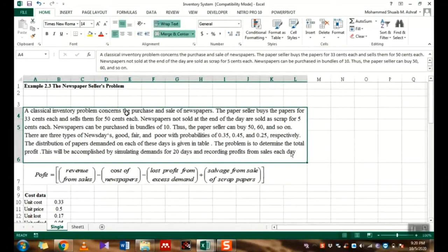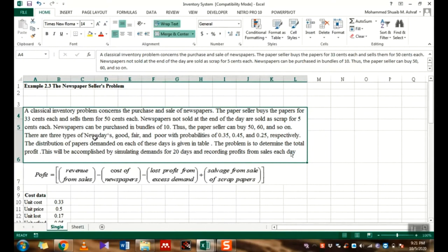This inventory problem concerns the purchase and sale of newspapers. The newspaper seller buys papers for 33 cents each and sells them for 50 cents each. Newspapers not sold at the end of the day are sold as scrap for 5 cents. Newspapers can be purchased in bundles of 10. The newspaper seller can buy 50, 60 and so on.